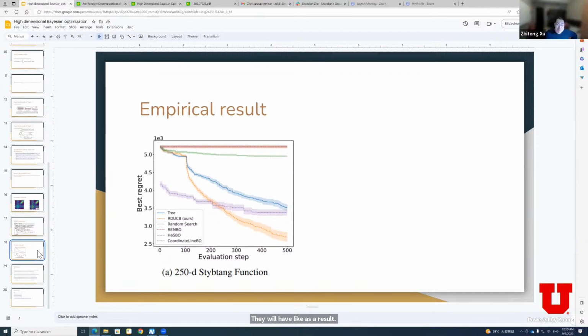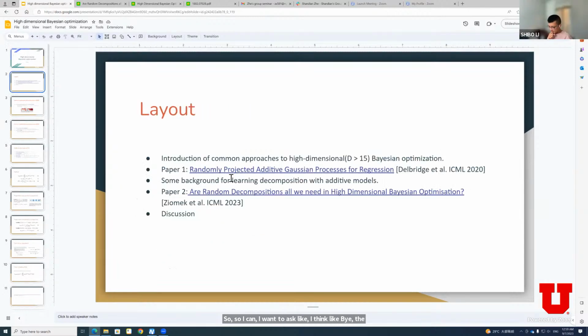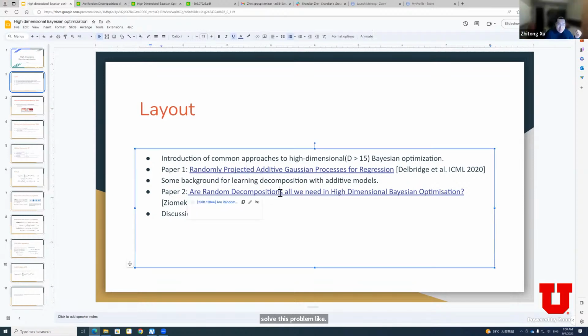So this is actually the discussion question I want to ask. I think that by doing random decomposition and random projection like in the first paper, they should be able to solve this problem equally well. Yeah, you are considering overlapping as well, right? Overlap as well. Yeah, in the random projection. So this one and this one are solving the same problem but in different approaches.